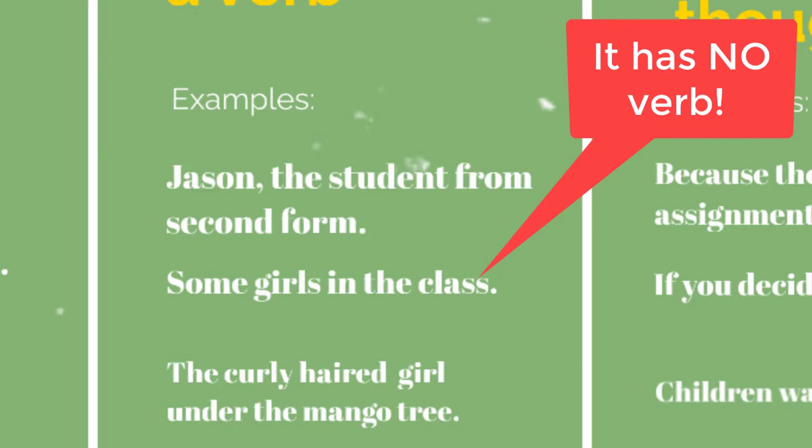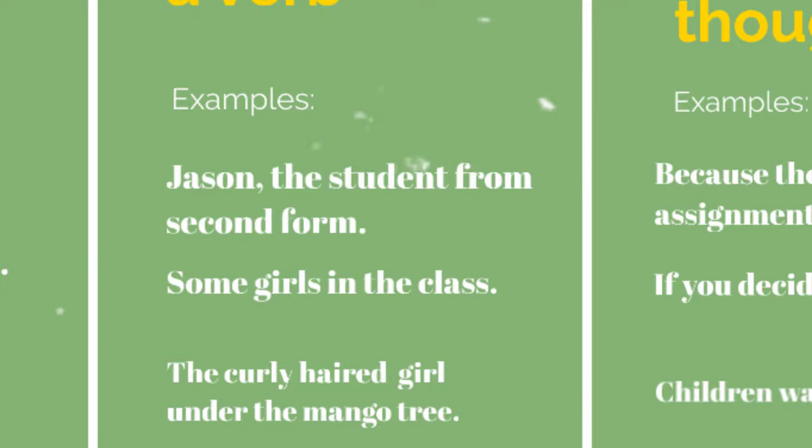So this group of words is a fragment because it has the verb missing. There is no action there. Where is the action? There is no action in example number 2. This is a fragment. It's an error. It's a mistake, right? Thirdly, it says the curly-haired girl under the mango tree.